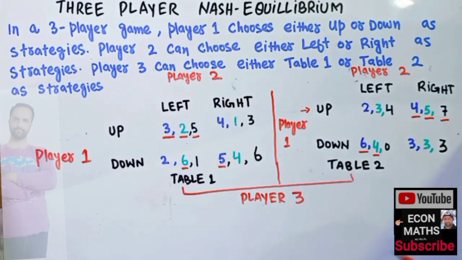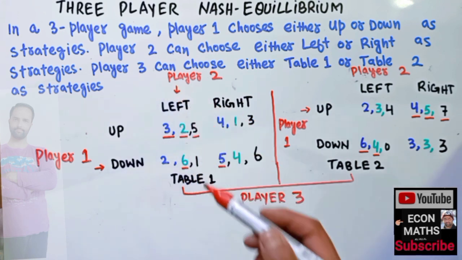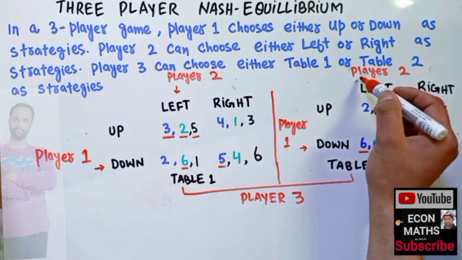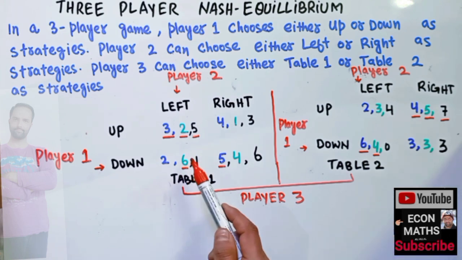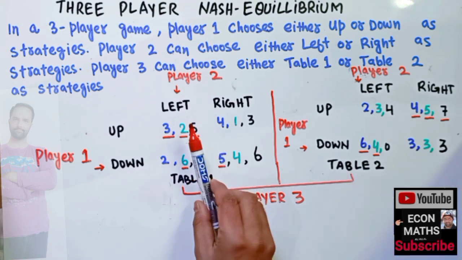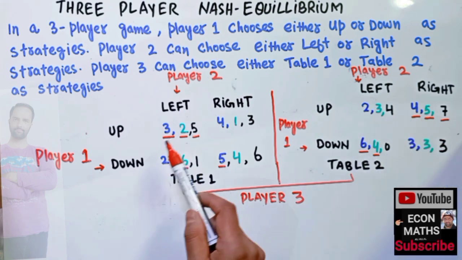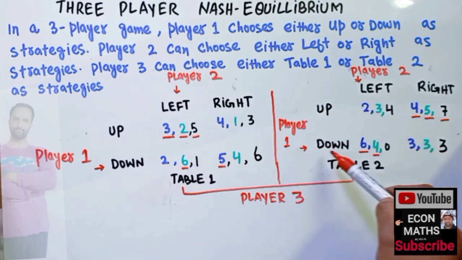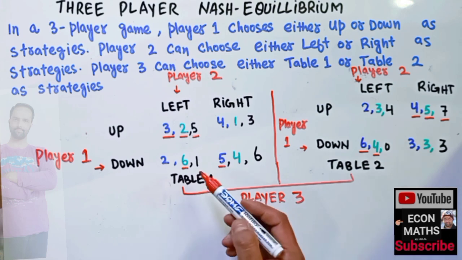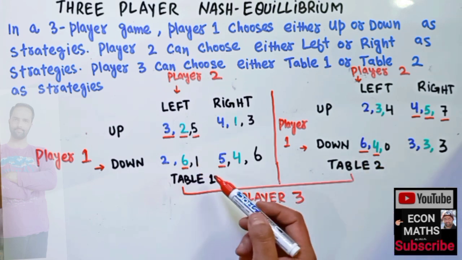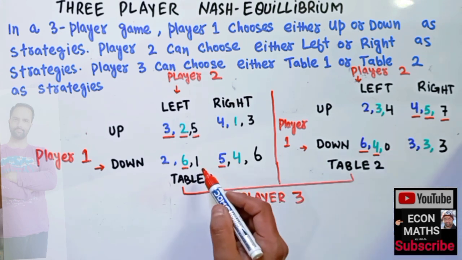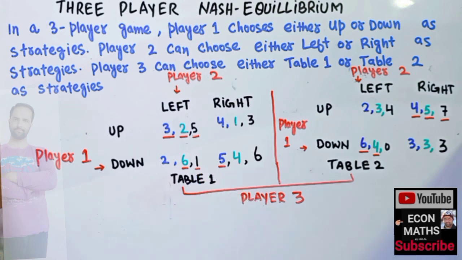Again, let us say player 1 chooses to go down and player 2 chooses to go left. What are the options? Let me write it here. Player 1 chooses to go down and player 2 chooses to go left. So, what are the options for player 3? Either to go for table 1 or table 2. Down and left, that means this cell. So, we will be comparing this 1 with 0. Going for table 1 gives him 1 as payoff, going for table 2 gives him 0 as payoff. Obviously, 1 is greater than 0, he will choose table 1.